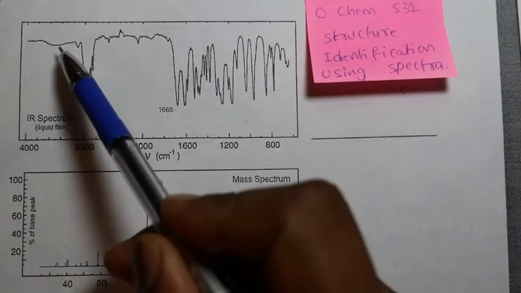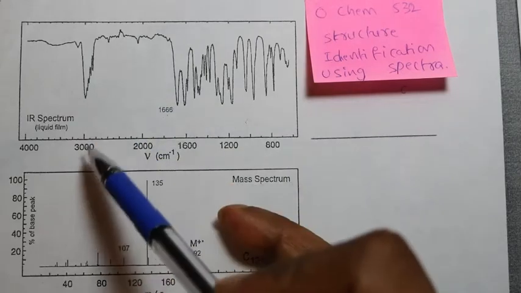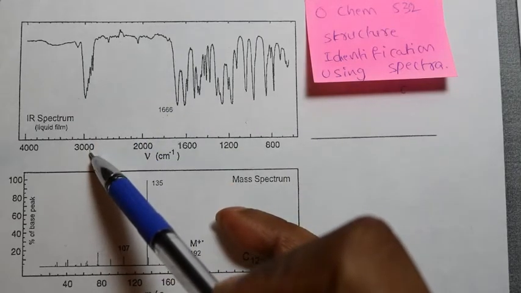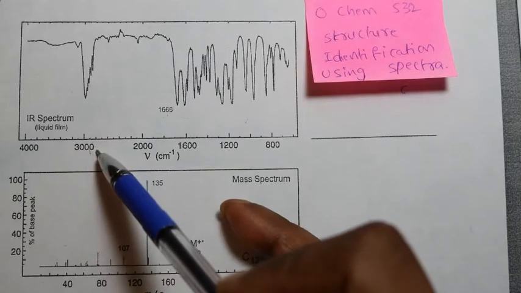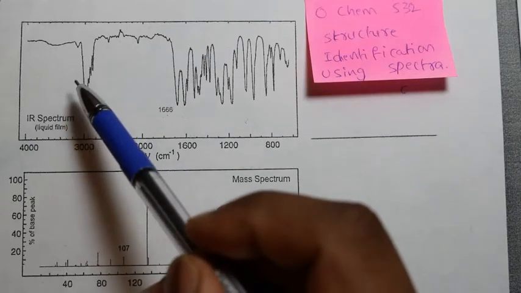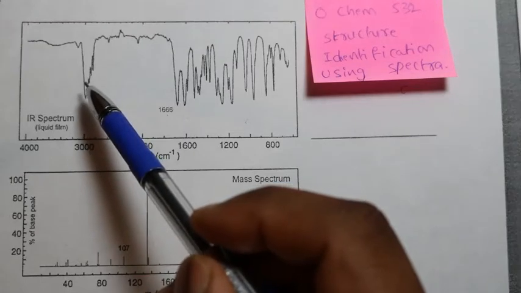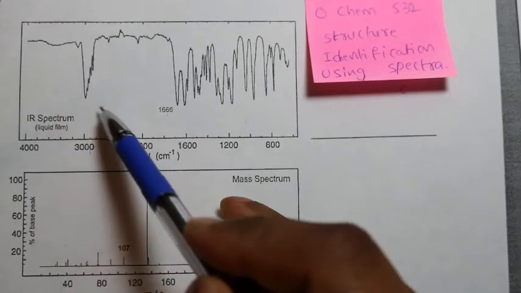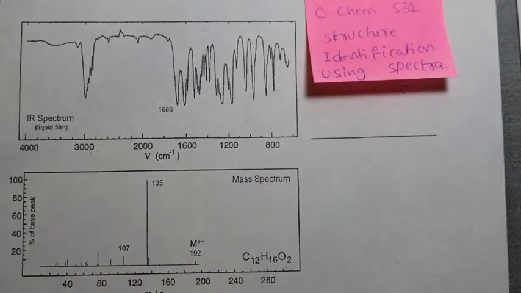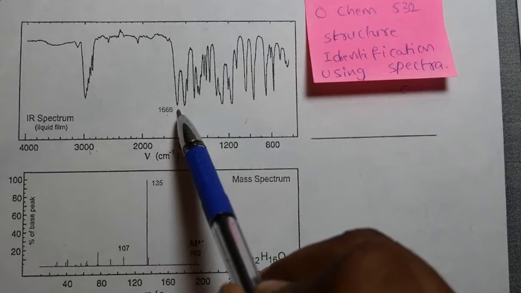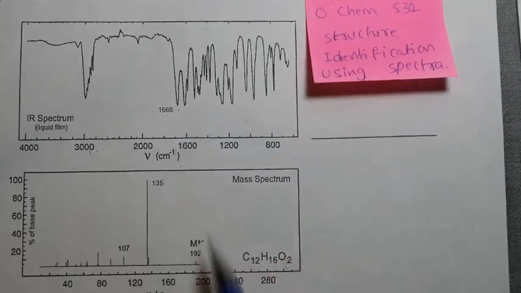But from the IR, we do not see any broad peak at around 3000 cm⁻¹. Any broad peak at 3000 cm⁻¹ could be alcoholic OH or phenolic OH or carboxylic acid OH. So the absence of a broad peak confirms we do not have any alcohol or phenol or carboxylic acid functional group. The peak at 1660 confirms there is a carbonyl functionality.